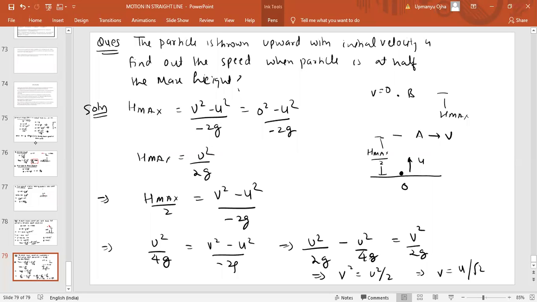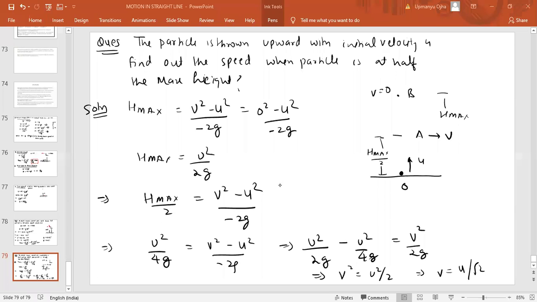Explain again. See, very easy problem is that we are throwing the object with the initial velocity u. So you have to find the velocity when the particle is at half of the maximum height. So first of all we need to find the maximum height. So maximum height will be u square by 2g. Half of the maximum point, we assume at A point is the half of the maximum point. So if we apply the equation of motion between O and A, we'll get what?